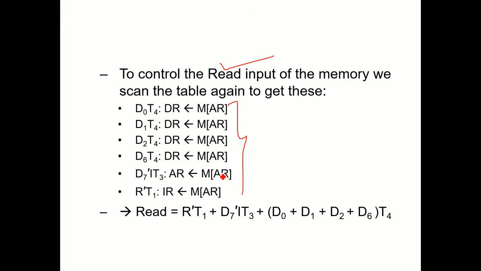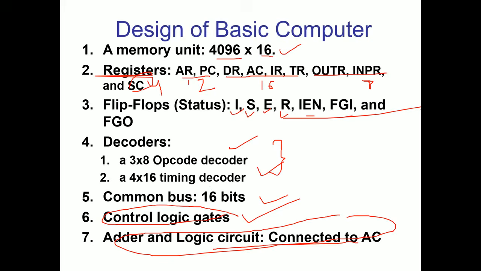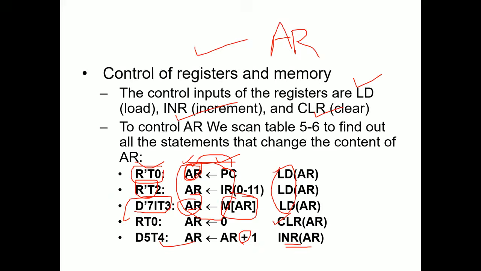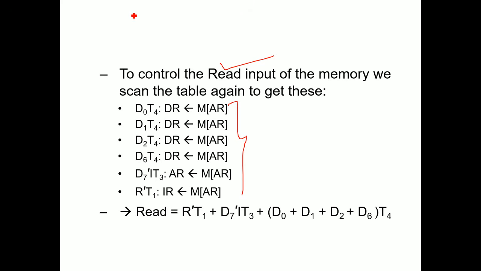So we have to scan all those instructions and take the instructions whose right hand side contains memory. All those instructions are present in the memory reference instructions. If you consider the memory reference instruction D0T4, in the right hand side we have M[AR]. If we consider this one, M[AR]. If we consider this one, M[AR]. Likewise we need to scan all the instructions and check. Here also we have M[AR]. So we need to take all those instructions whose right hand side is M[AR]. These instructions contain M[AR] in the right hand side.